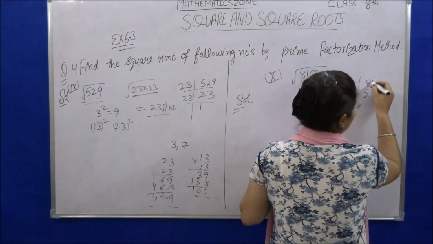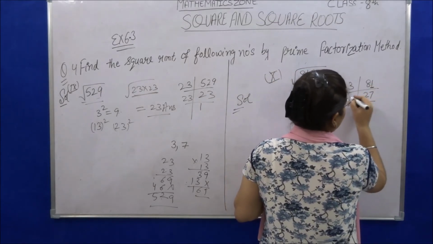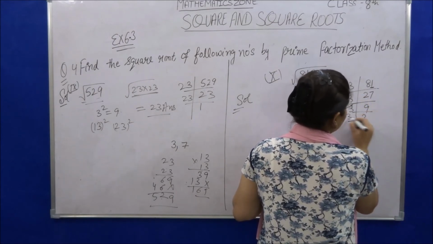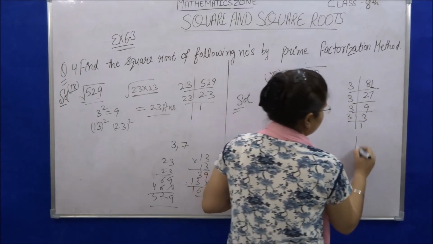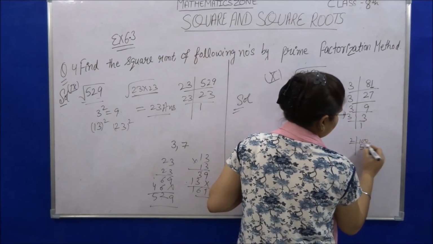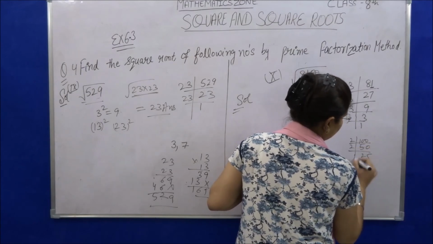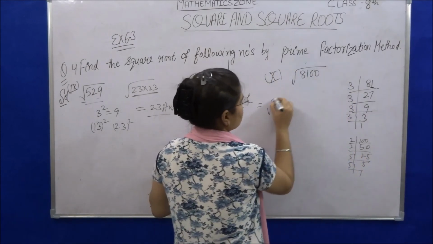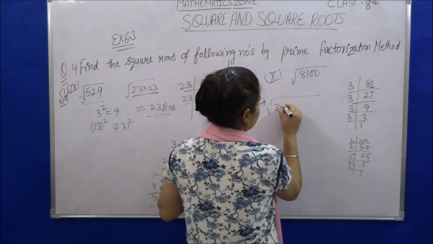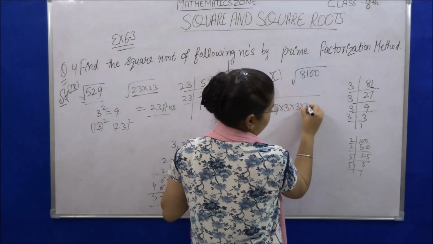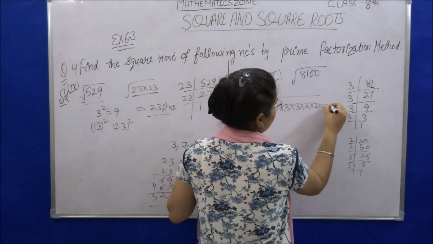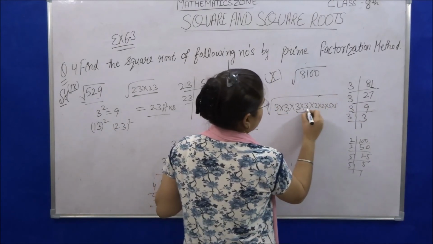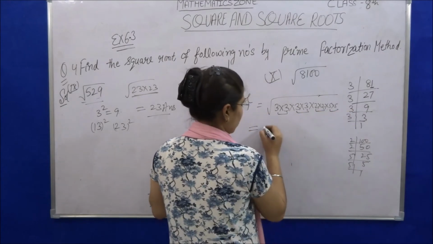3 to the 6, 7 to the 21. Now 3 9s are 27, 3 1s are 3, 3 1s are 3. Now 100 will be written like 2 5s are 10, 25 2s are 50, 5 5s are 25, 5 1s are 5. So in this way 4 times 3 and 2 times 2, 5 times 5, 2 times. So we will take one number from each pair of these numbers.